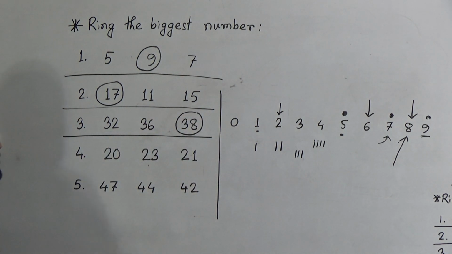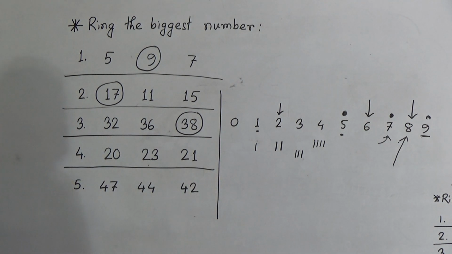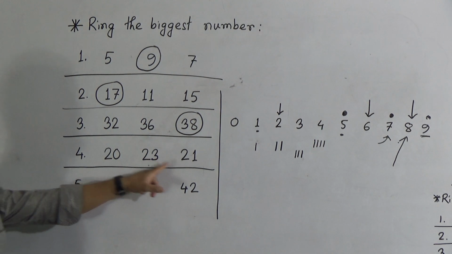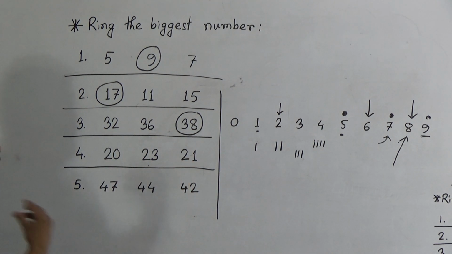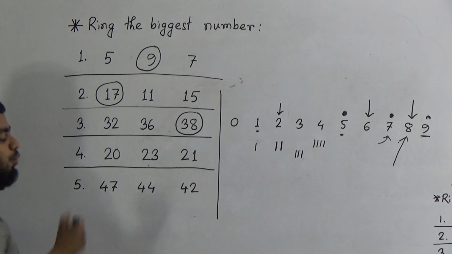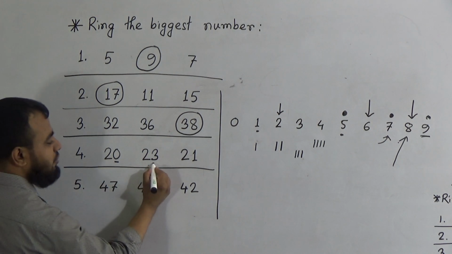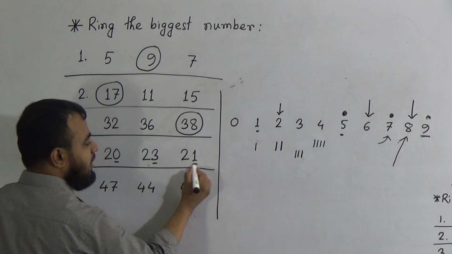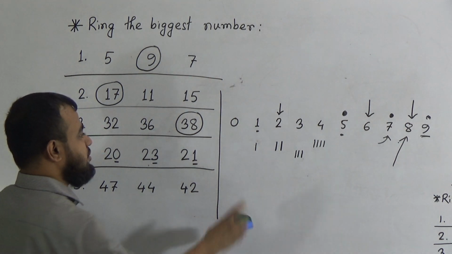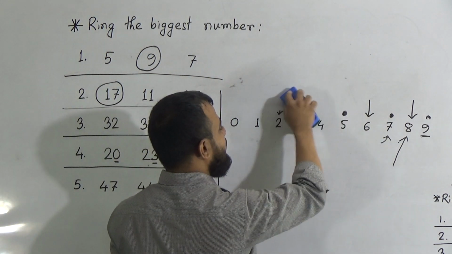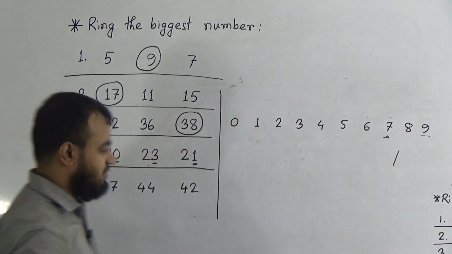Okay, now question number 4, the three given numbers are 20, 23 and 21. Among these three numbers, which one is the biggest? We should look only at the ones place, only the right side digit. On the right side we have 0 in 20, we have 3 in 23 and we have 1 in 21. Now among these three, which one is the biggest? We need to know, okay? Now look, among 0, 3 and 1, which number is the biggest, my dear students?